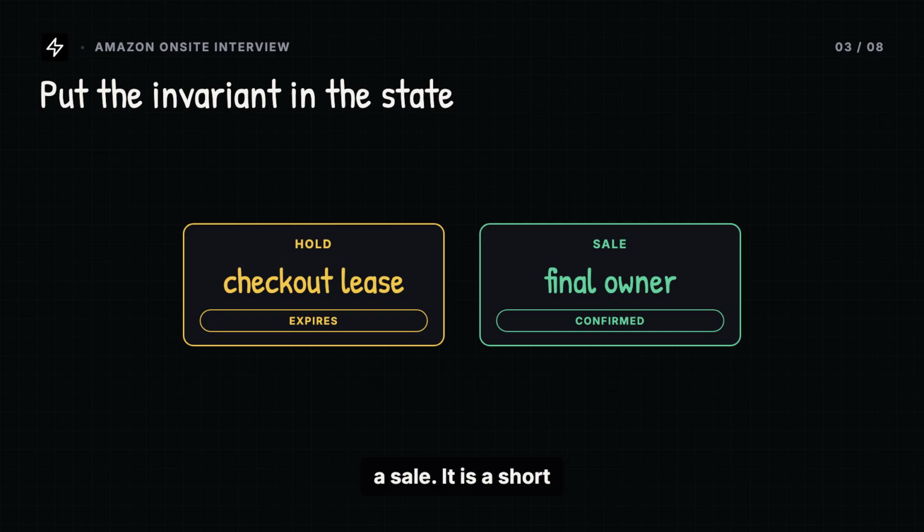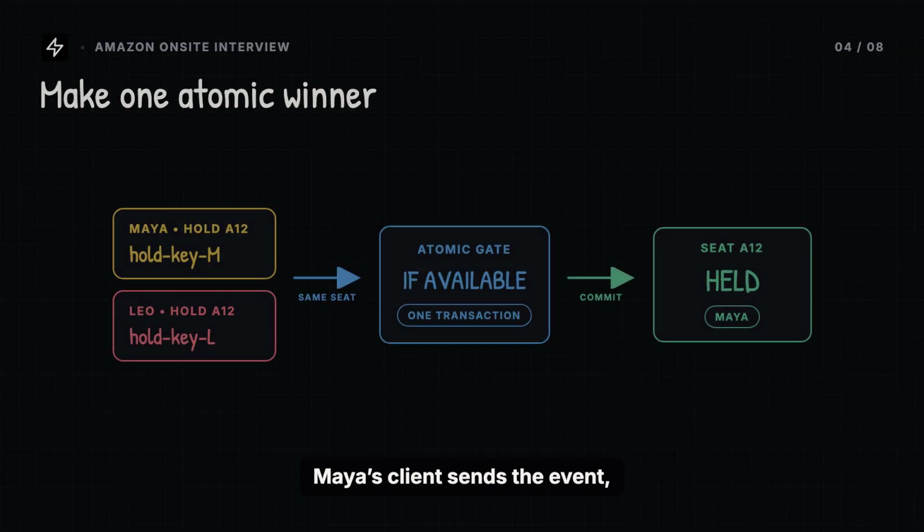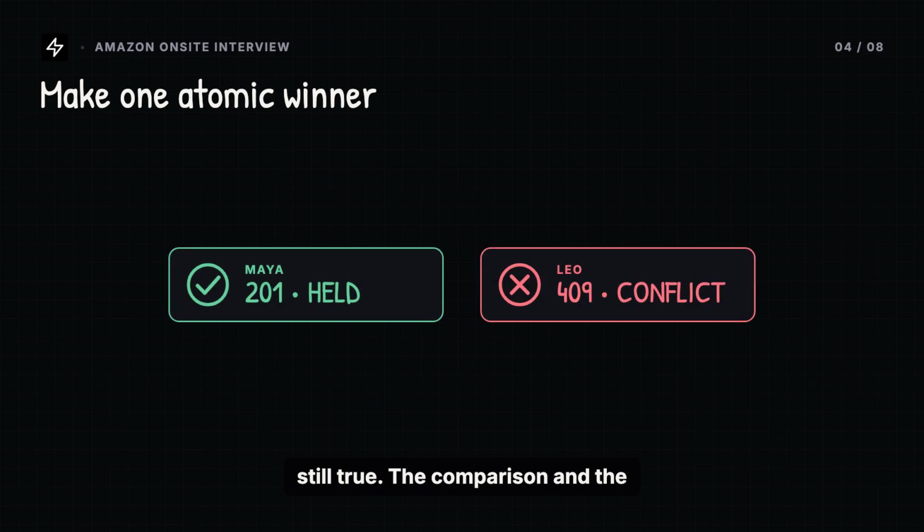A hold is not a sale. It is a short lease on the right to finish checkout. That distinction lets the system free abandoned inventory without weakening the final booking guarantee. Maya's client sends the event, the requested seats, and an idempotency key. The booking service does not trust the availability cache. It asks the inventory authority to change A12 from available to held, but only if that condition is still true. The comparison and the write must be 1 atomic operation.